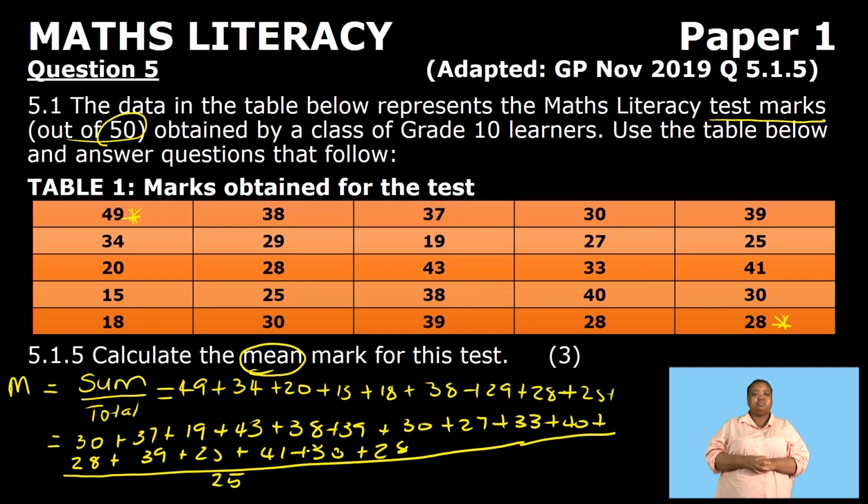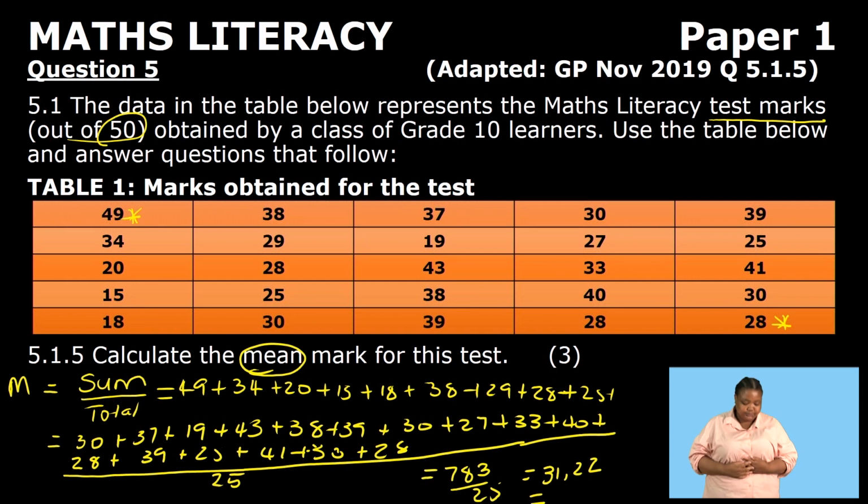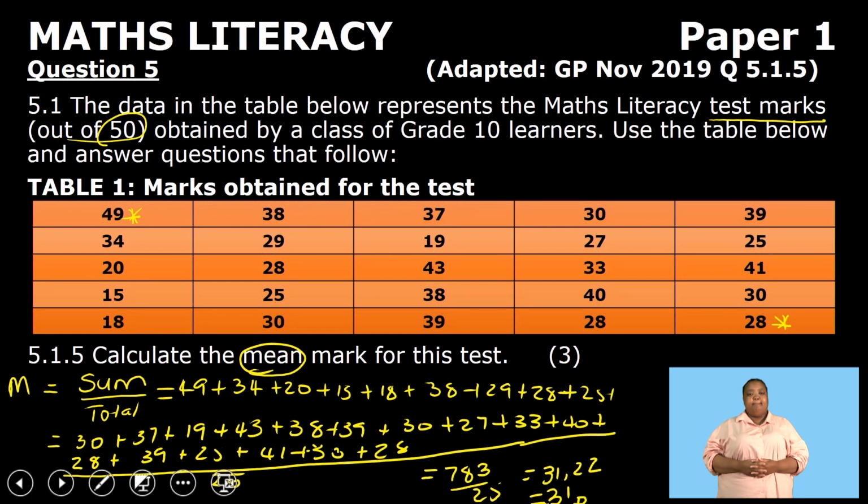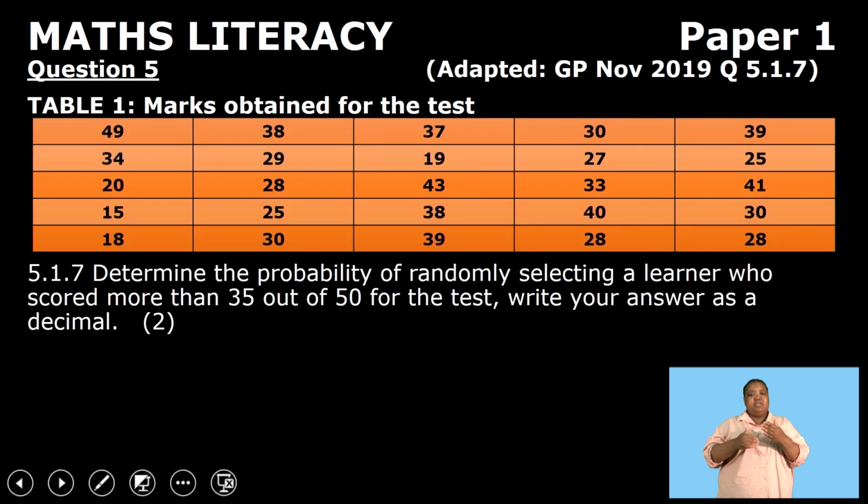So adding the sum of all these marks, we are having 783 divided by 25. So this will give us a mean of 31.22. So when we write this in the given context, we are going to have 31. Right, now we look at the next question.